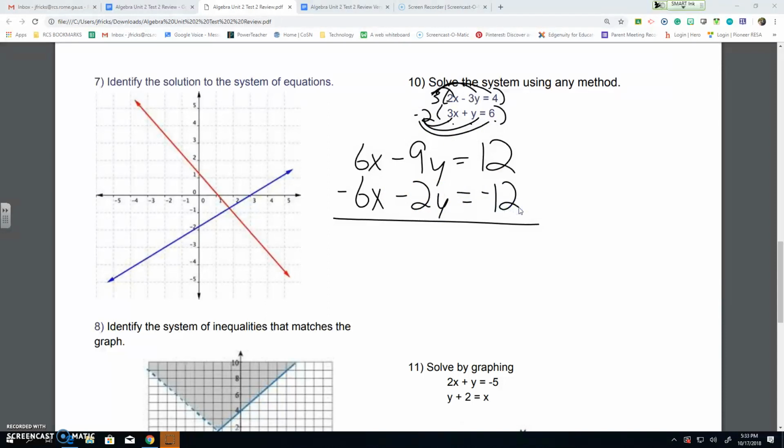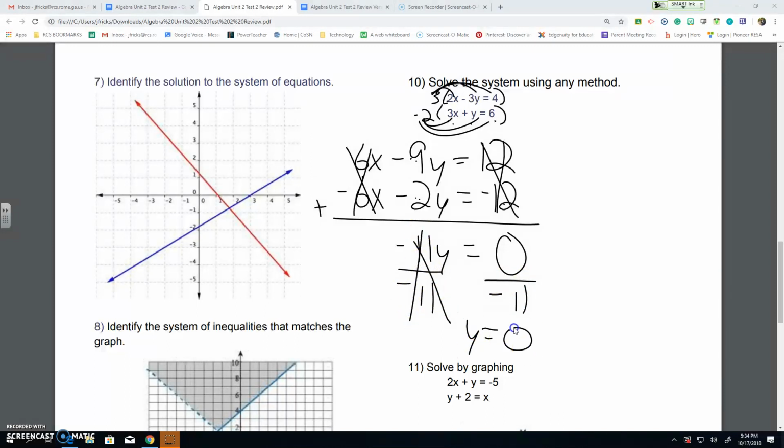When we combine these, the 6x's cancel out. -9y plus -2y gives us -11y. And then 12 plus -12 cancels and gives us 0 here. That makes it a little easier for us when we divide by -11. 0 divided by -11 is 0, so y equals 0. Simple solution for that.